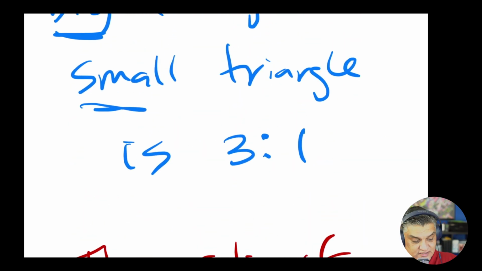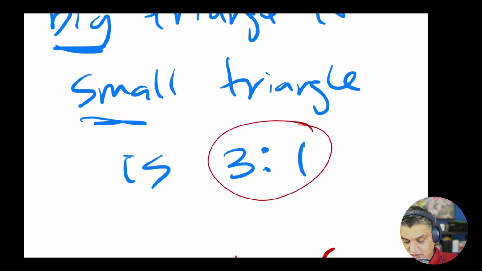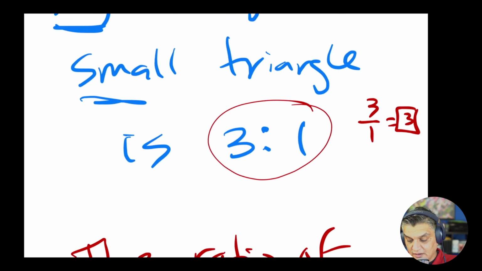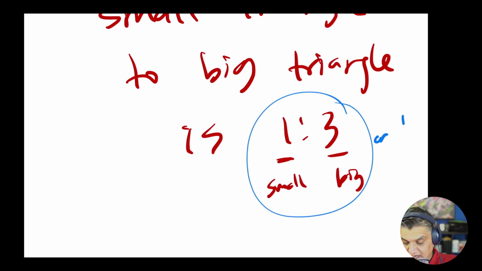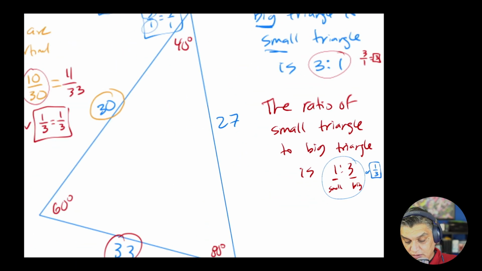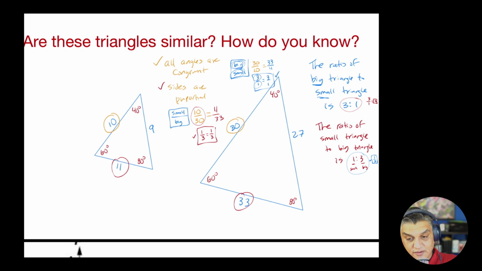Because you would say this as a fraction. You could say it like this, but we mostly say it like this, 3 over 1, which is just 3. So you'd say, oh, it has a scale factor of 3. Over here, you'd say, oh, it has a scale factor of 1 to 3, or you can say 1/3, right? The scale factor is 1/3, meaning the small triangle was 1/3 the size of the big triangle. Does that make sense?